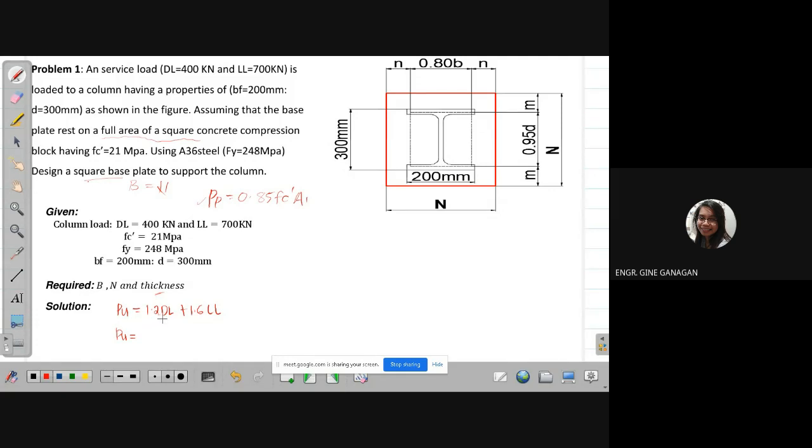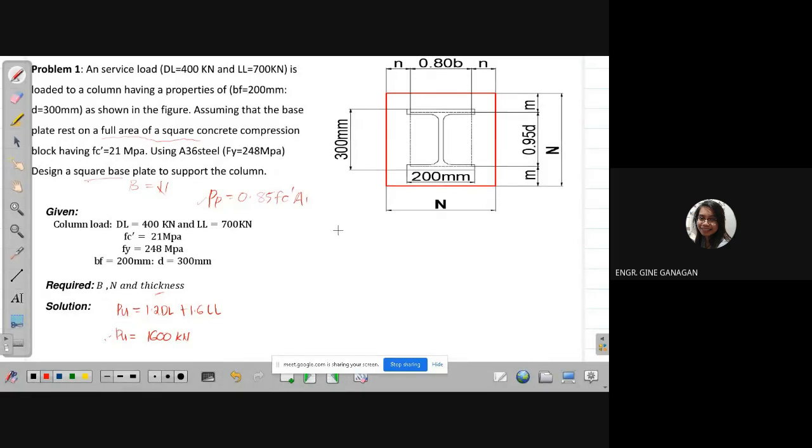$1.2 dead load plus 1.6 live load. 600, ma'am. Ilan? 1,000? 1,600, ma'am. Okay, 1,600 kilonewton. So we have here the value of PP.